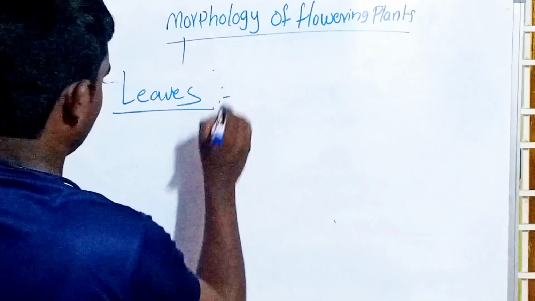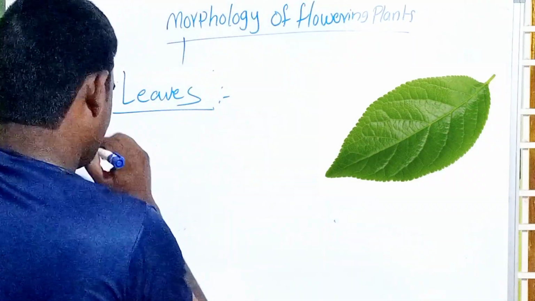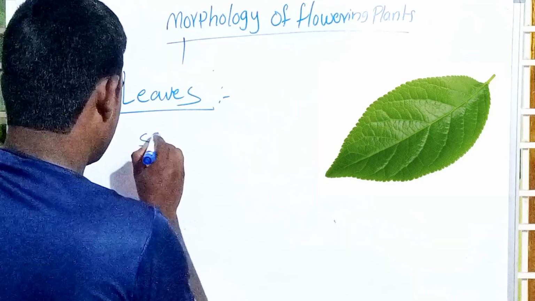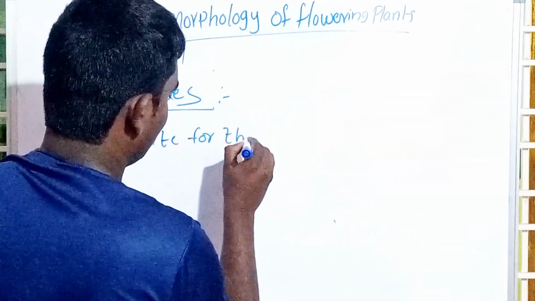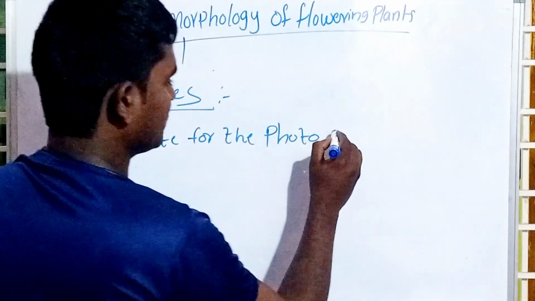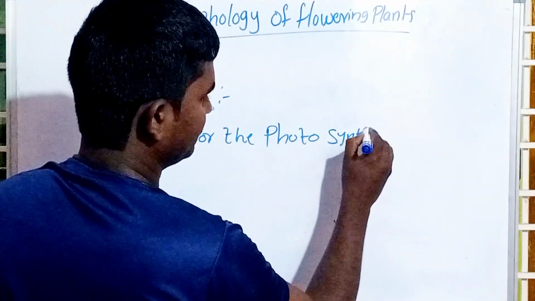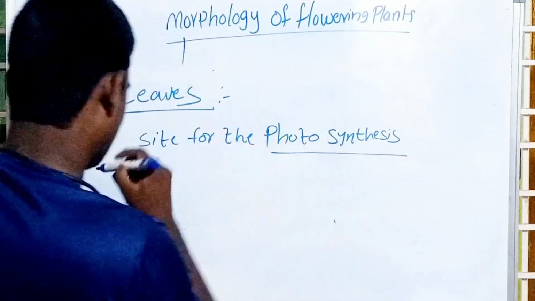Next one is leaves. Leaves are the site for photosynthesis.